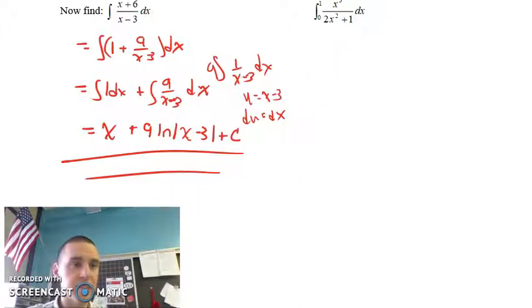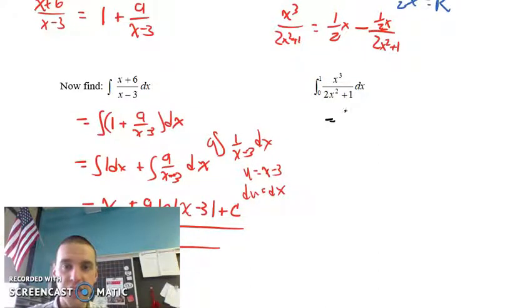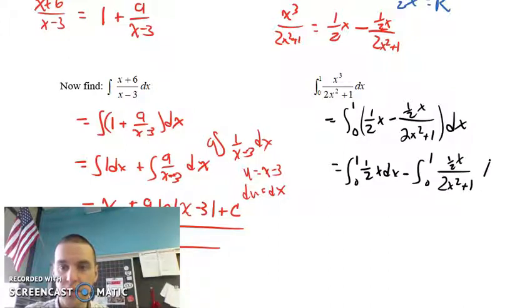Looking at the last problem here, I can rewrite that as the integral from 0 to 1 of (1/2 x minus 1/2 x) over 2x squared plus 1 all dx. And I'll rewrite that as the integral from 0 to 1 of 1/2 x dx minus the integral from 0 to 1 of 1/2 x over 2x squared plus 1. So this one I can do. I'll get 1/4 x squared.